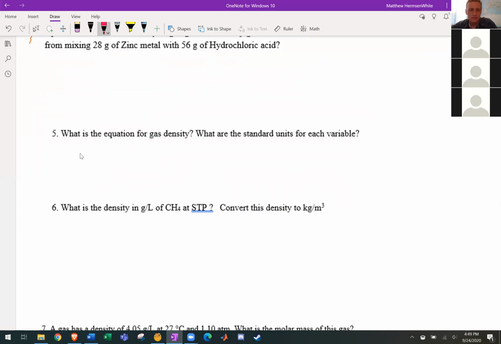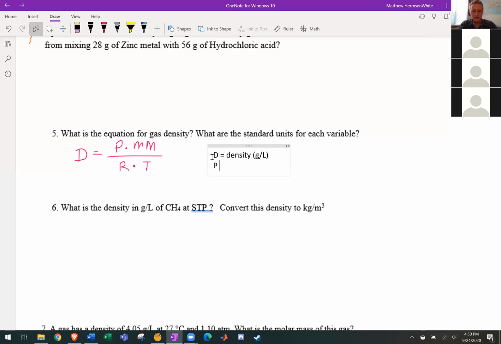All right, so the equation for gas density is D equals pressure times molar mass divided by the ideal gas constant R times temperature. So let's type out what each of those stands for. D is going to be the density of the gas, which in this class is measured in grams per liter. So how many grams of gas are there in a 1 liter volume?